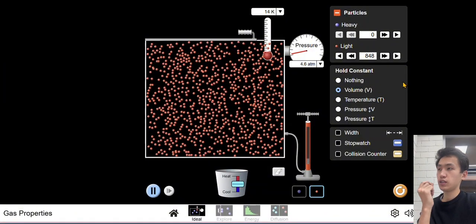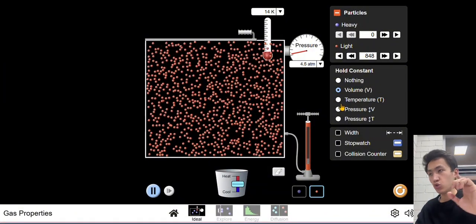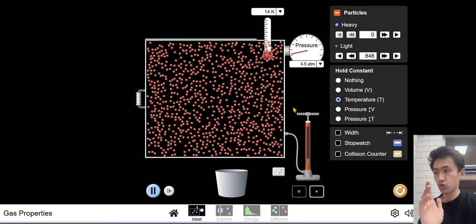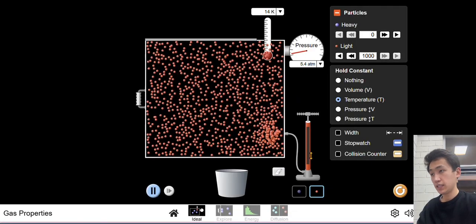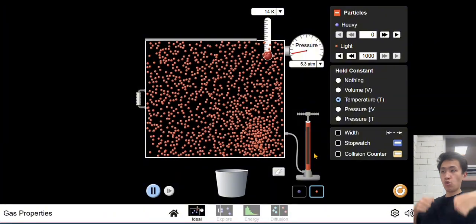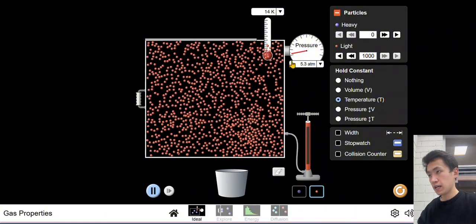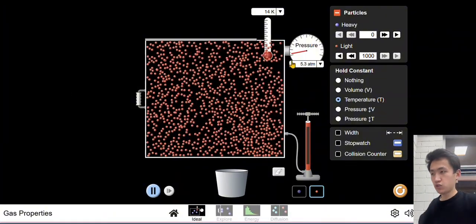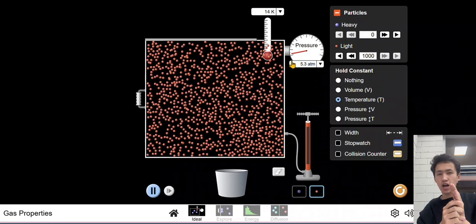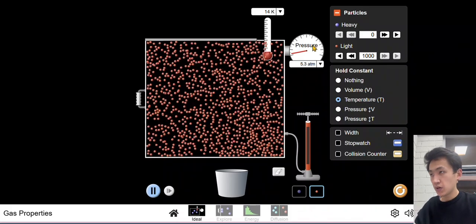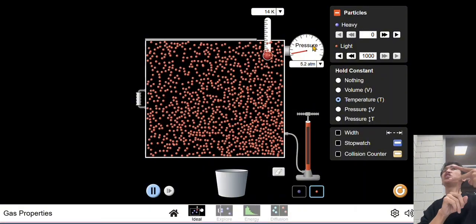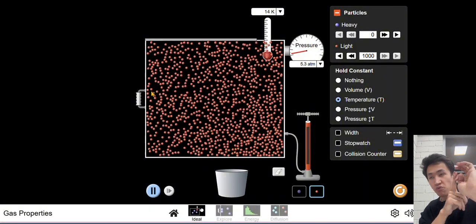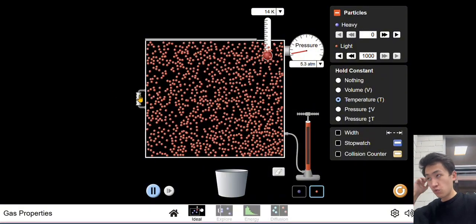Let's hold not the volume but the temperature constant. What will happen? We pump more air inside. The temperature doesn't change, so we cannot heat up or cool down. There are two things that we can change: our volume and the pressure.